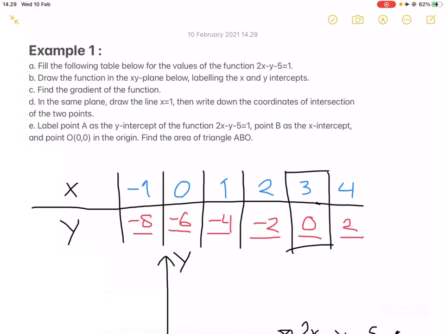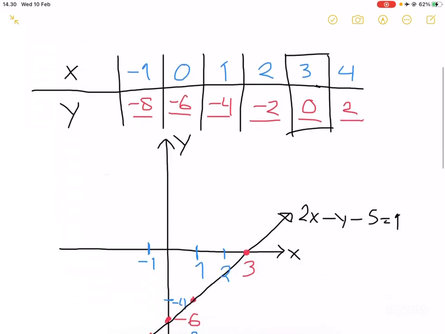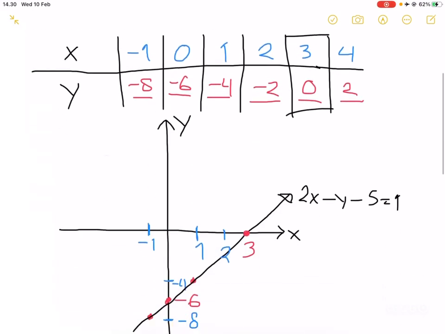So part D is pretty interesting. In the same plane, draw the line x equals 1. Then write down the coordinates of intersection of the 2 points. And keep in mind, the equation x equals 1 is a vertical line with an x-intercept of positive 1.